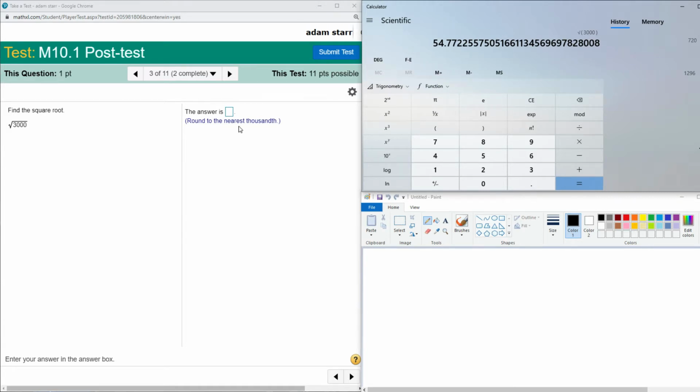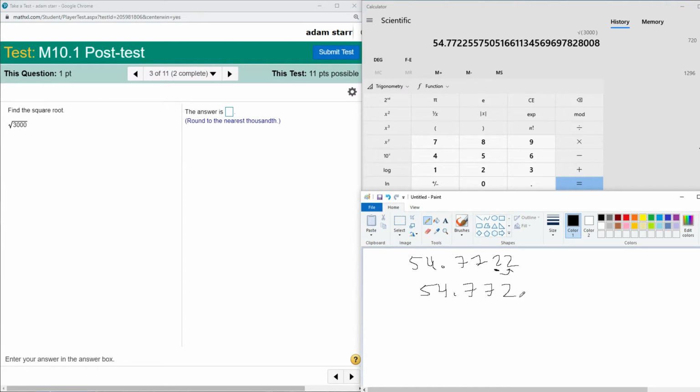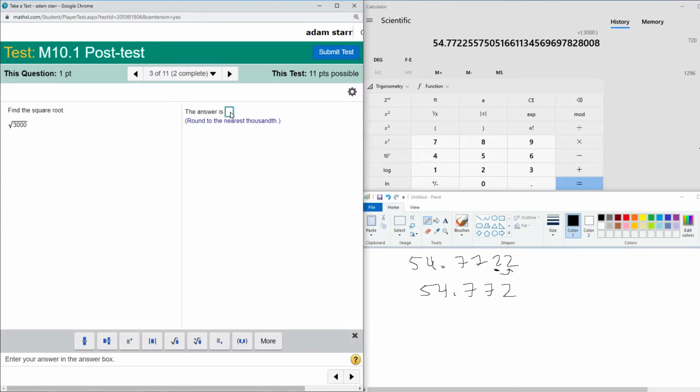Okay, it does say round to the nearest thousandths. So I have 54.7722. I wrote 4 numbers because the thousandths place, this is the tenths, hundredths, thousandths, is the third digit after the decimal place. So we really have to look at the fourth to determine if this third number stays the same or rounds up. So because this is a 2, this 2 is going to stay exactly the same. So my answer will be 54.772, rounded to the nearest thousandth.